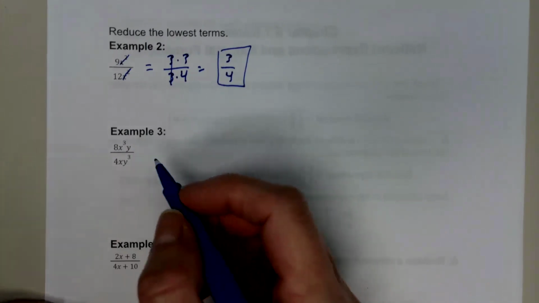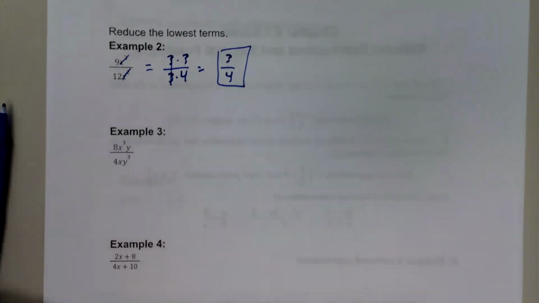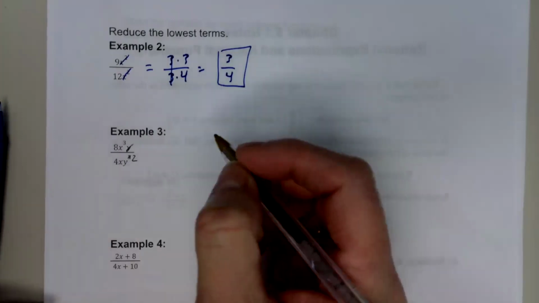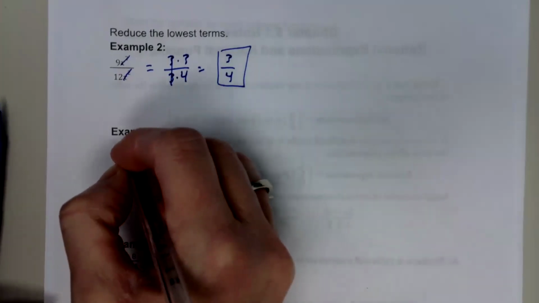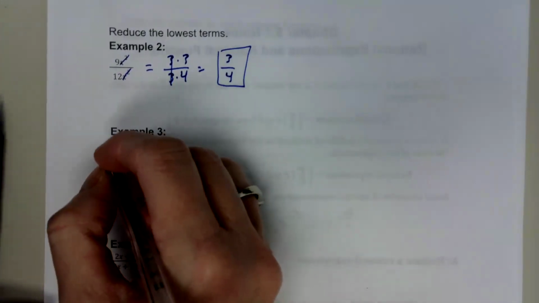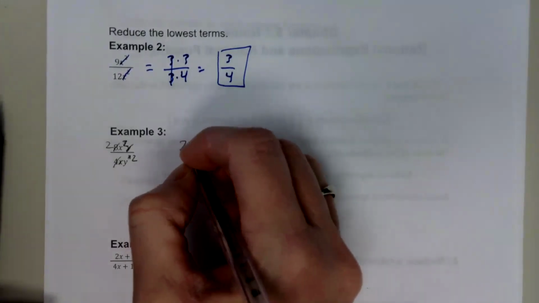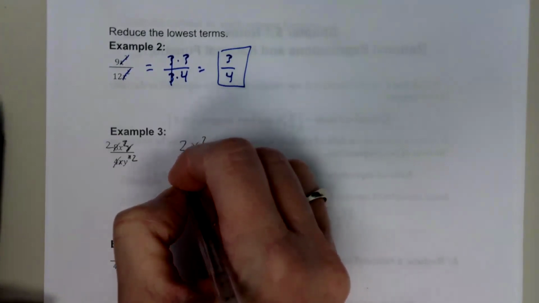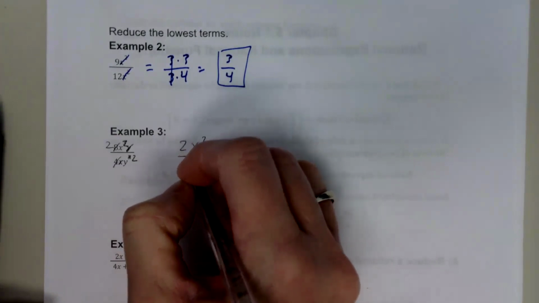Example 3, I'm going to do it with a pen. So my y cancels with one of the y's, and my x cancels with one of the x's, and the 4 cancels with a 4 there. So we have 2x squared over y squared.